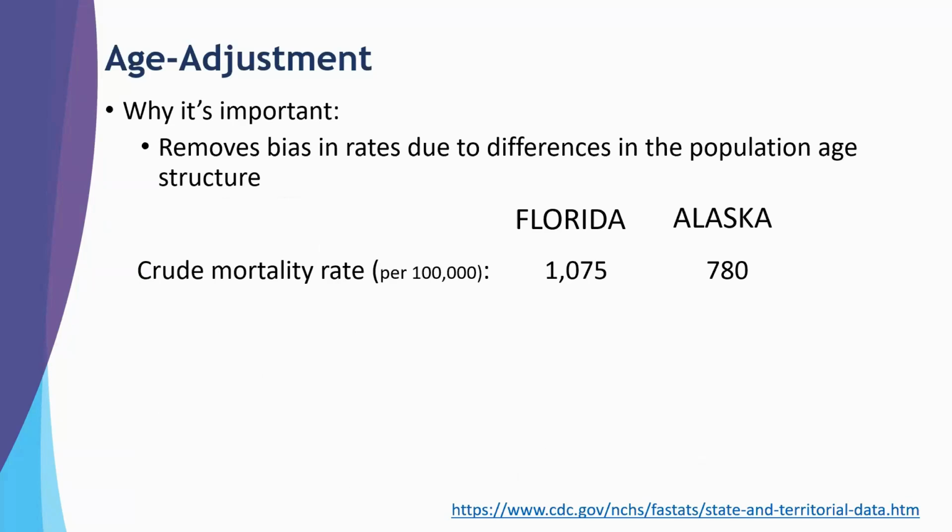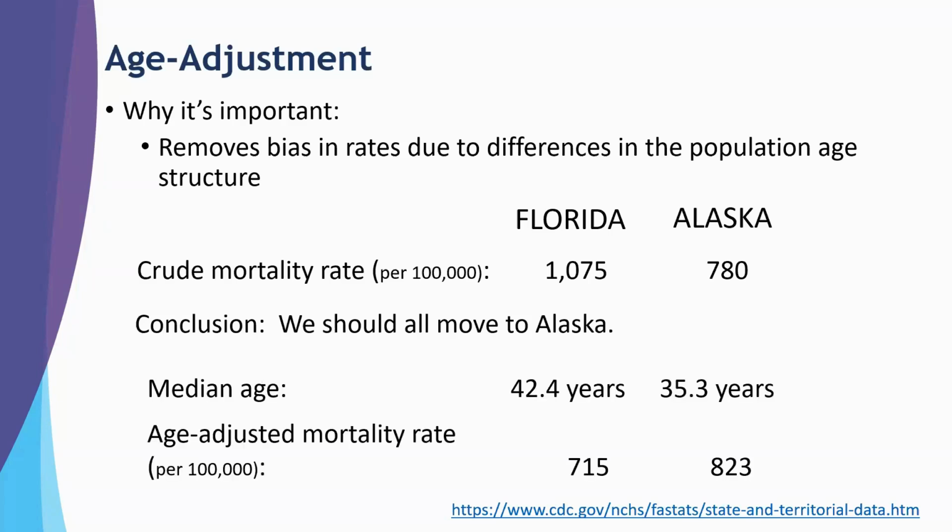We'll examine a very basic measure, mortality rate, for two populations, Florida and Alaska. So we look up the crude mortality rate for these two states, and we see there's quite a difference. Florida's rate is over 1,000 deaths per 100,000, while Alaska doesn't even hit 800. This may make you think we should all move to Alaska. However, when we look at the median age of the residents of these two states, we see that the population in Florida is older than the population in Alaska by almost 7 years.